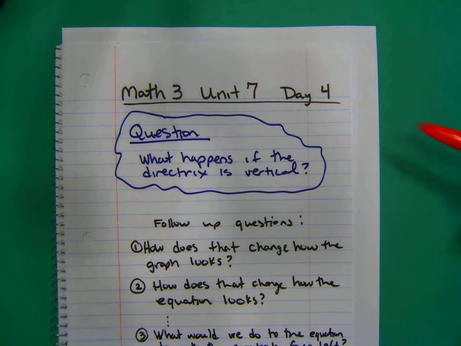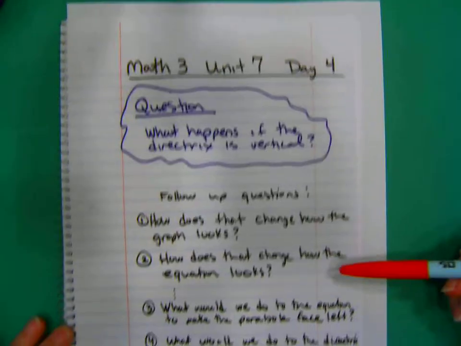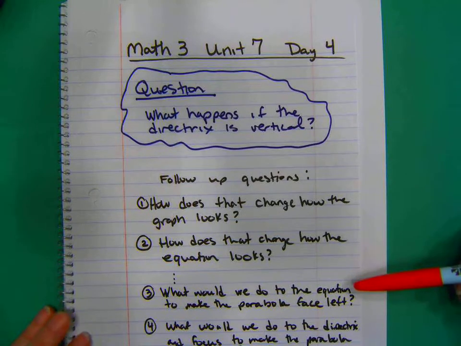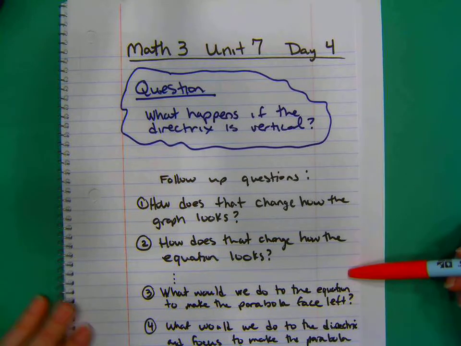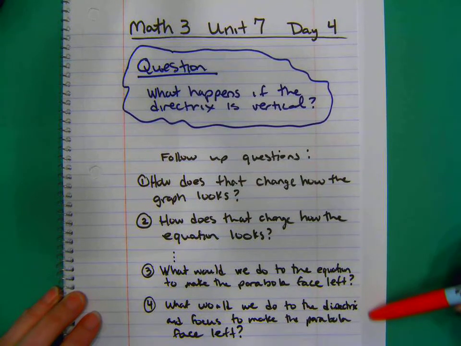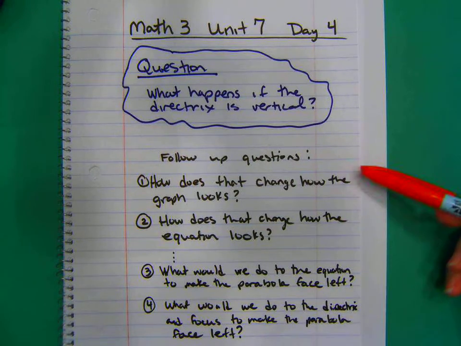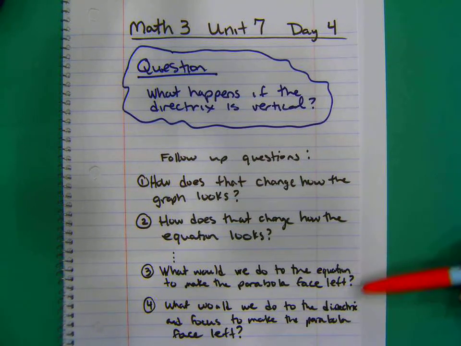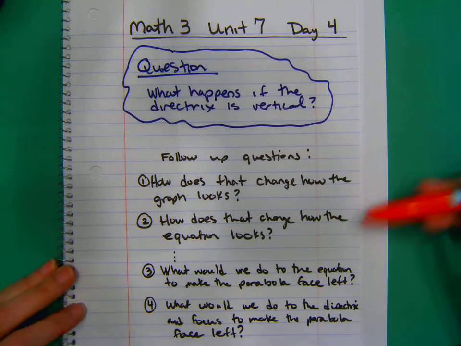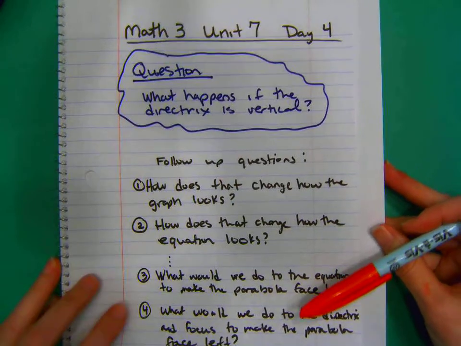And then after a lot of talking to them about those things and discovering the answers there, we're going to want to ask them, what would we do to the equation to make the parabola face left? And what would we do to the directrix and focus to make the parabola face left? I think those are all a good set of questions to pose to drive your lesson. Because first you want them to wonder what the answer is and then give them the answer. So let's just look at how that might start.